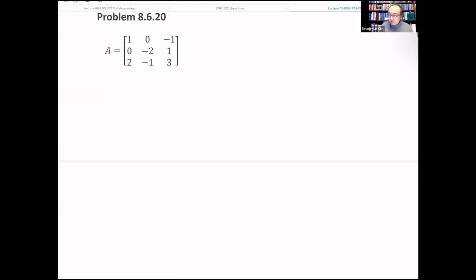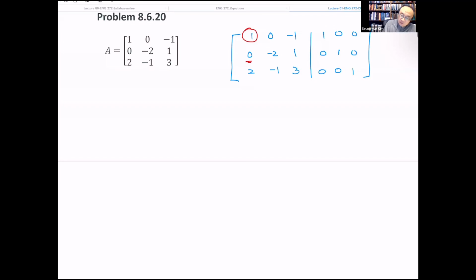So the Gauss-Jordan elimination technique. First thing we want to do is write 1, 0, negative 1, 0, negative 2, 1, 2, negative 1, 3, and then a bar, the identity matrix, and then we apply the Gauss-Jordan elimination technique. We already have 1, yay, we don't have to worry about it. And also 0, which is good. I'm going to copy this down.